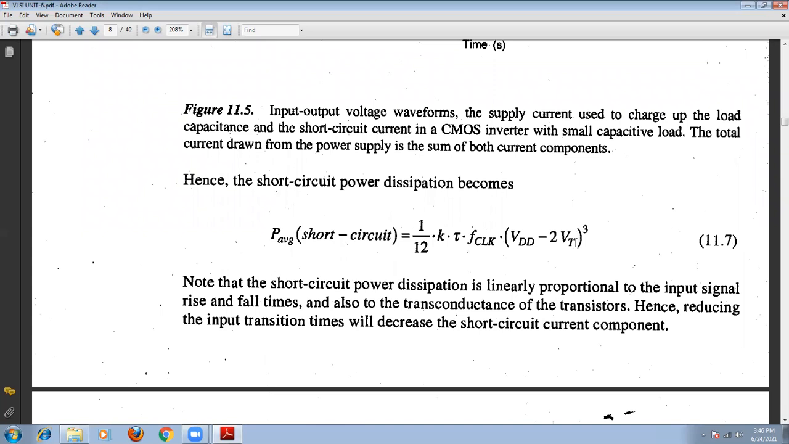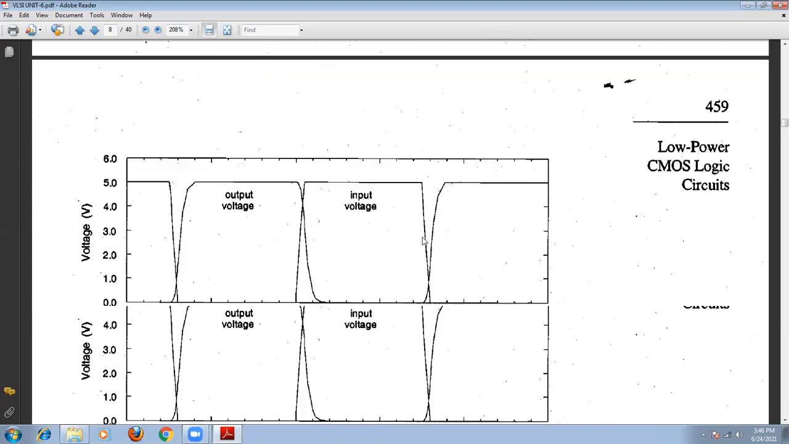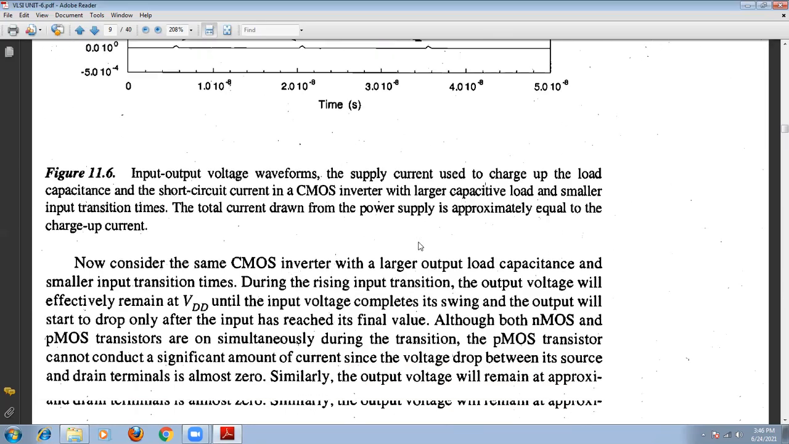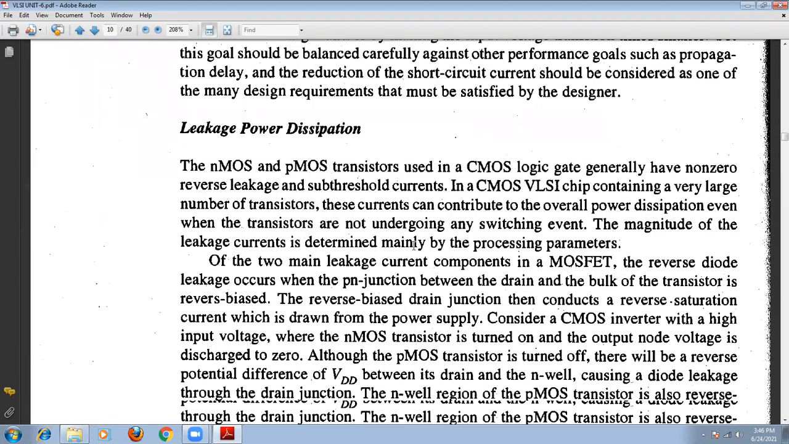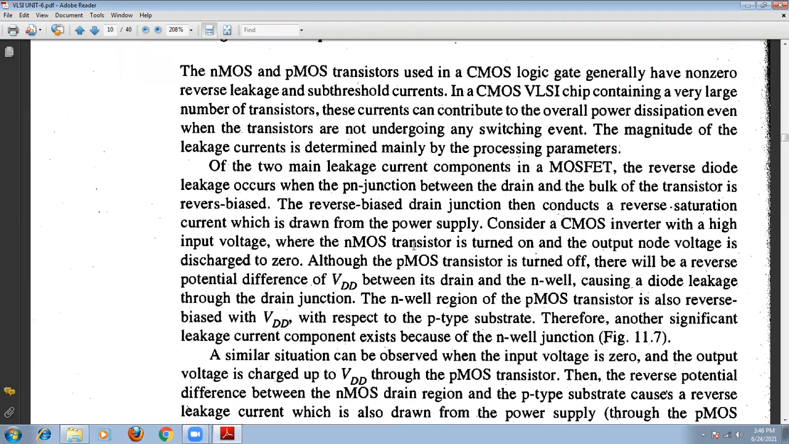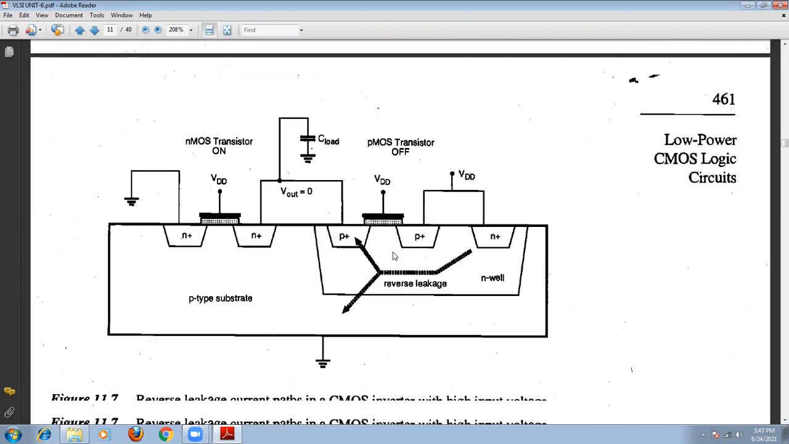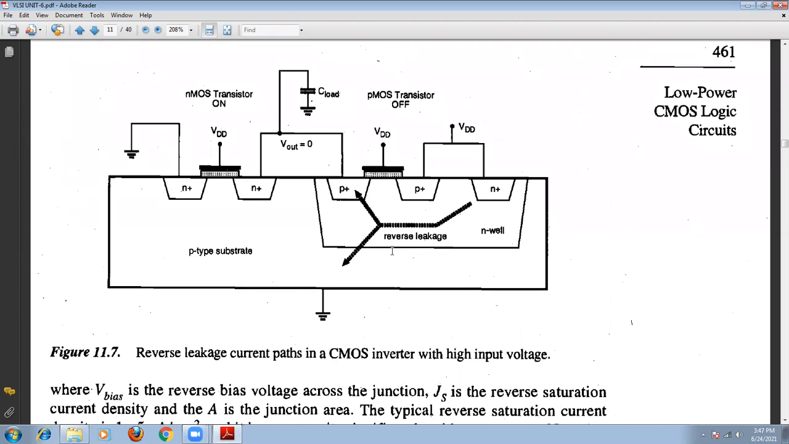Okay, so next we can go for the leakage power dissipation. Now just observe in this case, leakage power dissipation. Basically, you know that in a CMOS circuit, we are going to use the NMOS as well as the PMOS transistors.